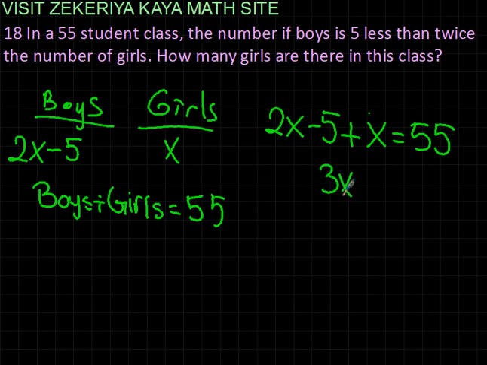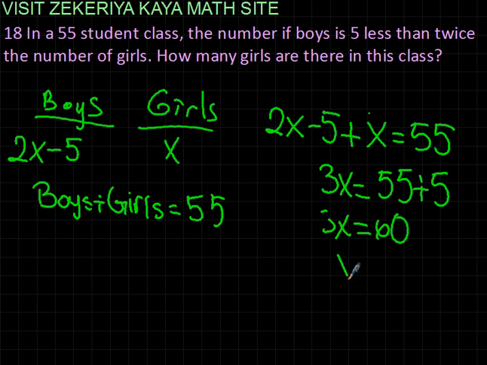So 3x, you can send minus 5 directly to the other side. You can do it faster. 55 plus 5. Minus 5 will be plus 5 on this side. So 3x is equal to 60. 1x is equal to 60 over 3, yes, it's good. Sorry about that. So x is 20.